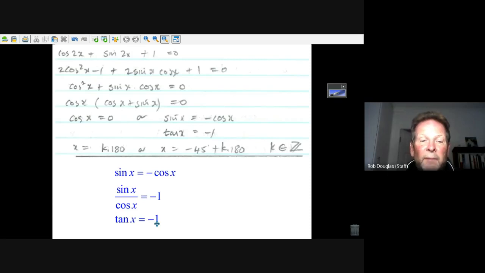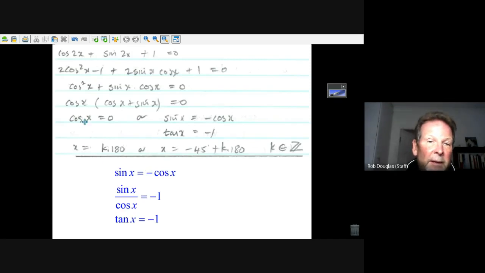If you press shift tan on your calculator, it'll tell you that negative 45 degrees is an answer that makes it true. And the general solution is it repeats itself every 180 degrees. So it's negative 45 degrees plus k times 180 degrees, where k is an element of the integers. Okay, that's how that part works.